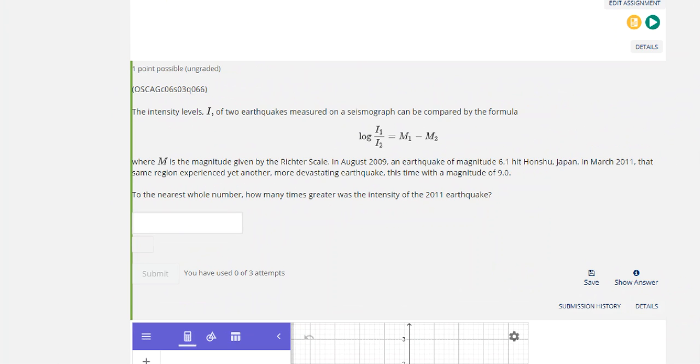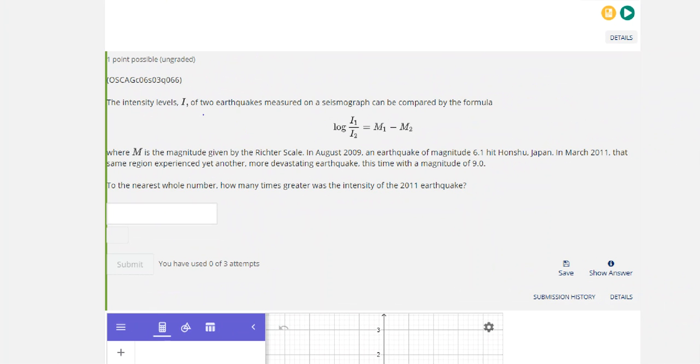Hi guys, let's take a look at one application of logarithms. When we compare two earthquakes, the intensity level I measured on a seismograph can be compared by this formula here. The log of I1 over I2 is equal to M1 minus M2, where M1 is the magnitude by the Richter scale and M2 is the magnitude of the second earthquake. Okay, so these correspond to each other.